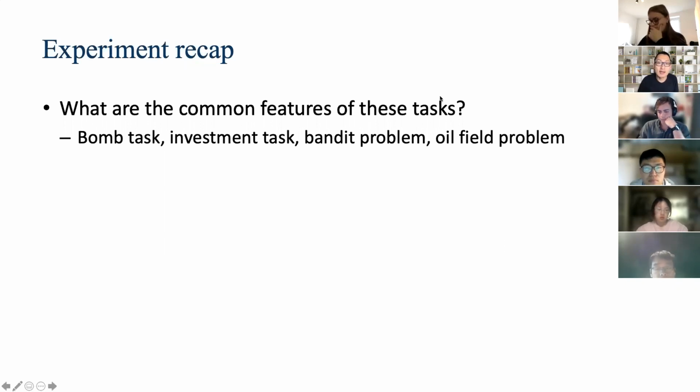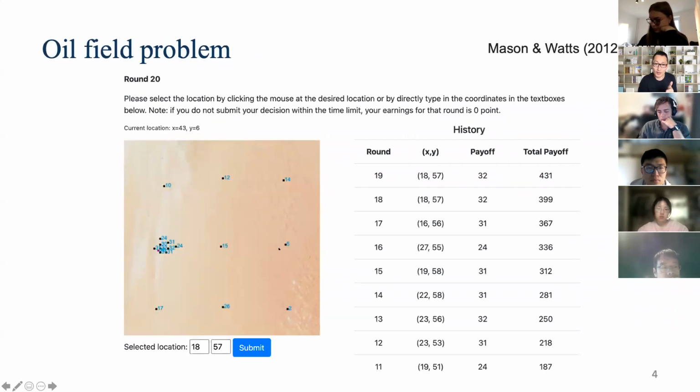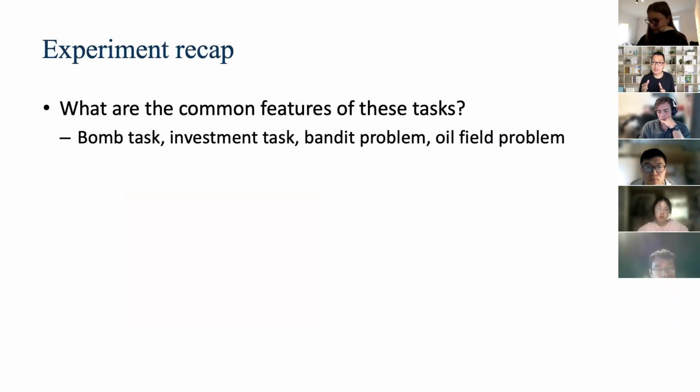So even though these two problems, the bandit and the oil field problem, are very different, because for the alternatives behind the bandit problem the payoff is random, and for the oil field problem, at each spot the corresponding payoff is certain, the common feature of these two problems is that you need to have a good balance between exploration and exploitation.